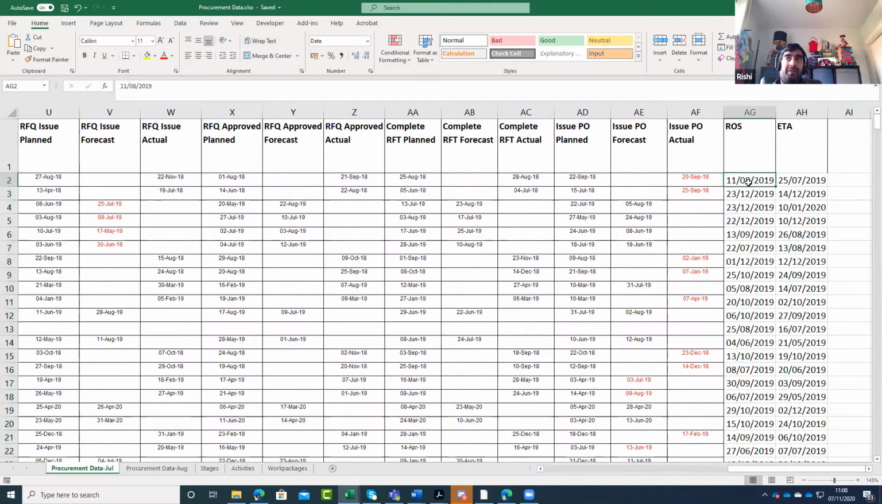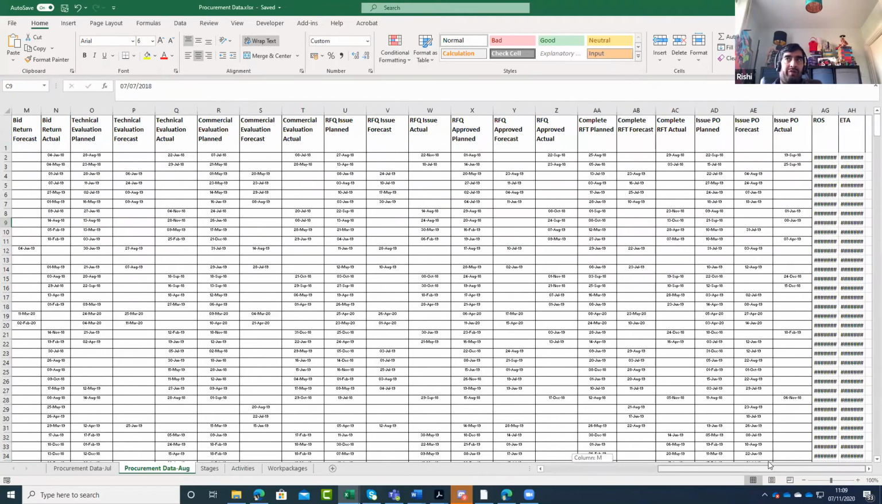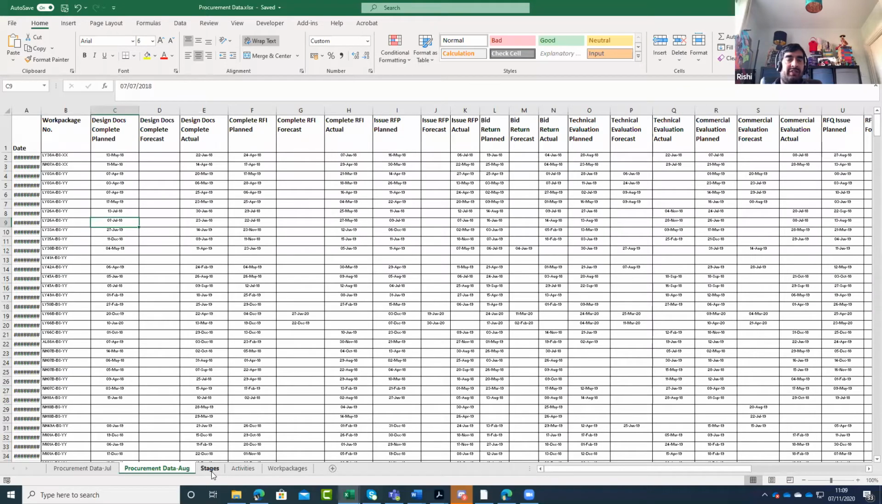This is the date that we need to have it on our site in order to not impact the schedule. So this is fixed. And then ETA is currently the expected time that it's going to be delivered. So the difference between these is essentially the delay, what we refer to as the float in these activities. We've got this for July, and we've got a snapshot in August of all of these dates against each of these activities.